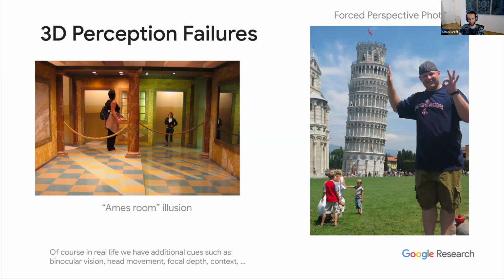Of course, this doesn't always work out, and there's some fun illusions that demonstrate in which ways our depth perception and 3D understanding can sometimes go wrong, like the Ames room illusion, or the forced perspective photography that people often like to do. But in general, our brain does a surprisingly good job and uses all kinds of cues to have an extremely stable 3D perception of the world. And that is also very critical for our everyday life.